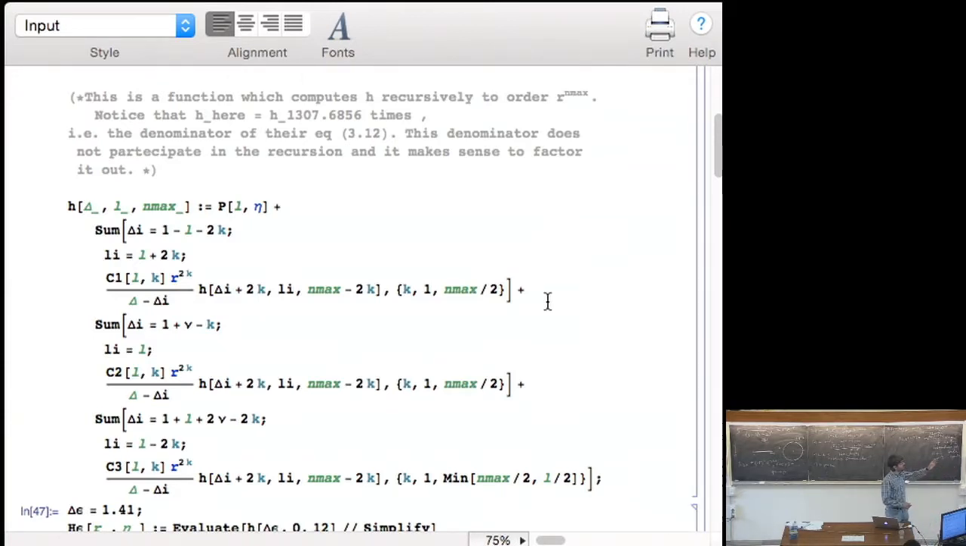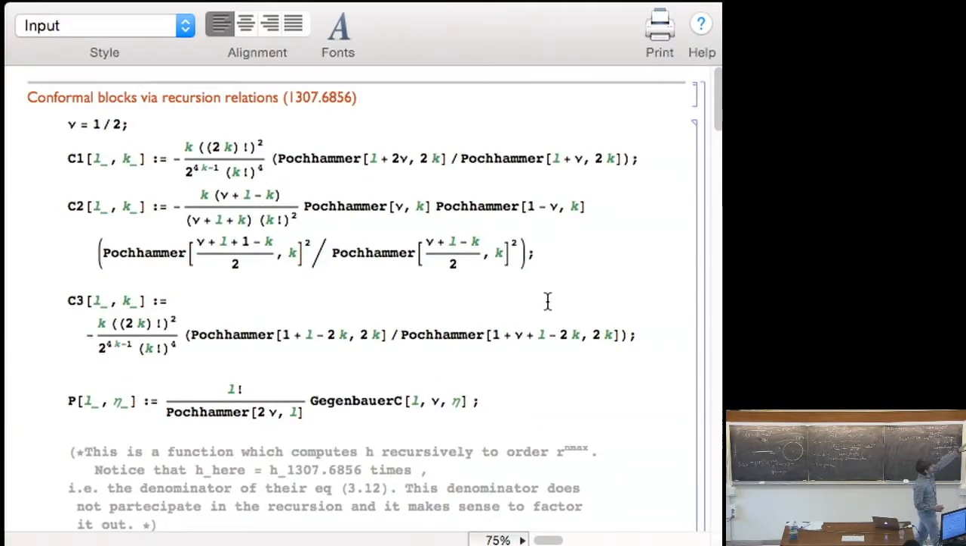You basically take these C1, C2, C3 from a paper. There are some Pochhammer symbols. It's really nothing, not at all big. You see here I have a Gegenbauer polynomial, which is what I wrote here. So this PL8 is the Gegenbauer polynomial. So it's really not a big deal at all.